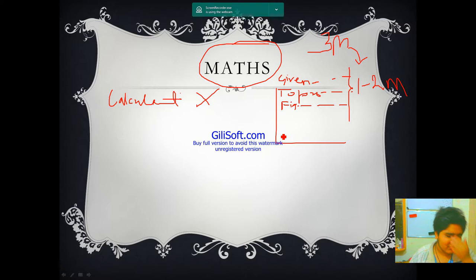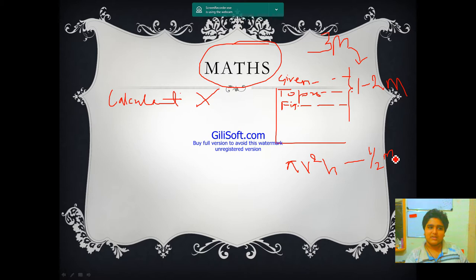Okay. So suppose, for example, volume of a cylinder is pi r square h. This will fetch you half a mark. Trust me, I'm telling you, this is no exaggeration. I've seen the marking scheme, okay, and I've been a part of it. That's why I'm telling you, trust me. You'll get half mark for your formula, especially for surface areas and volumes.